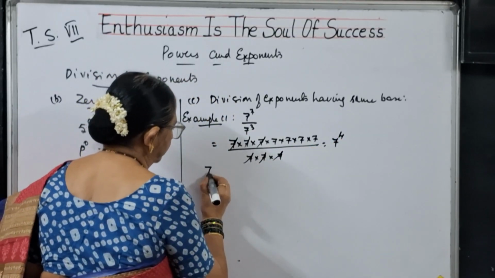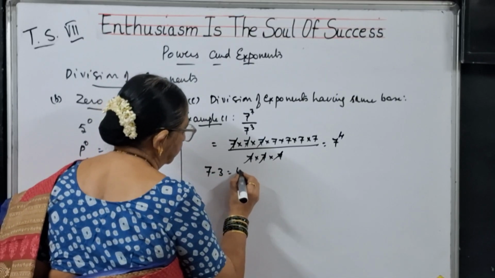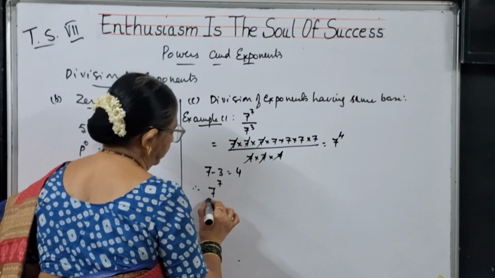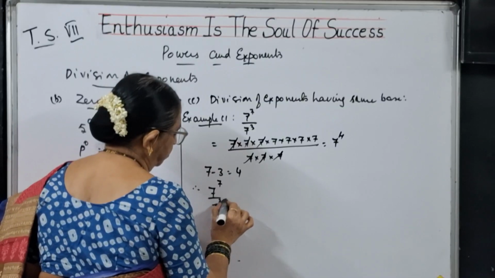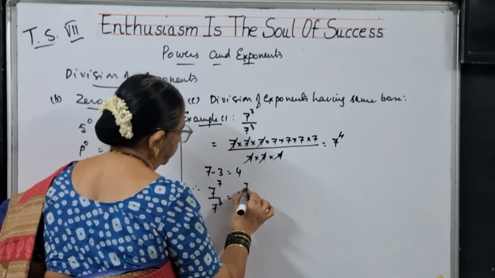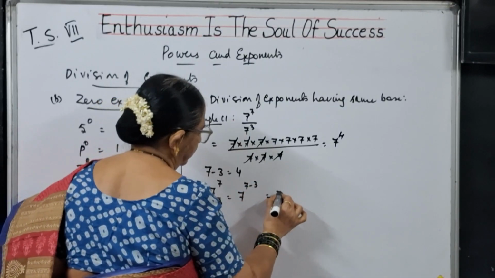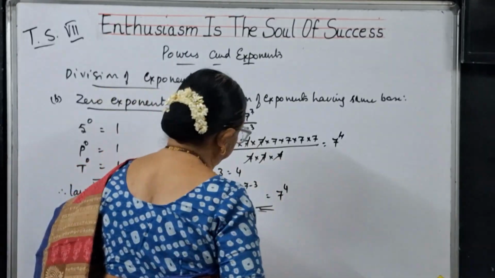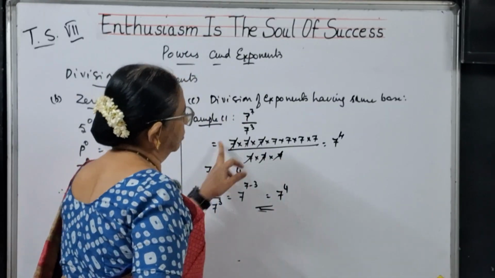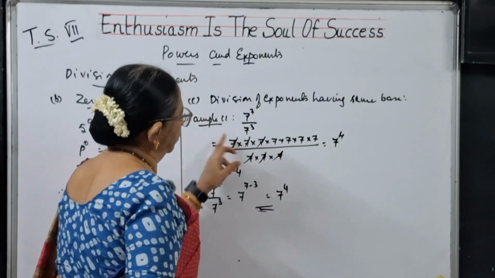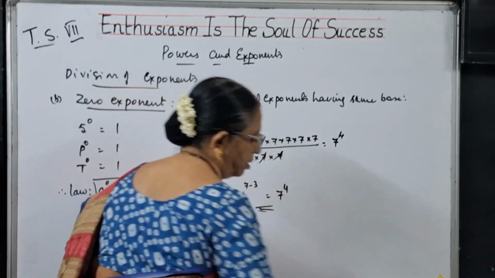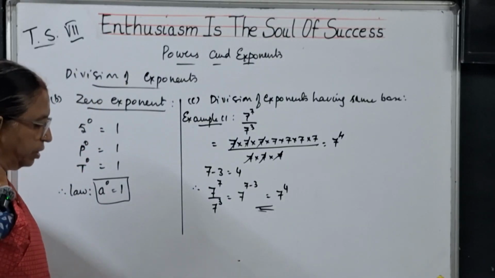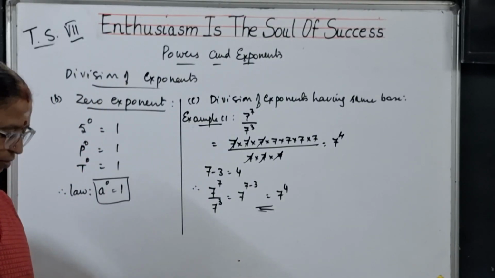See children, 7 minus 3 is 4. Therefore, 7 to the power of 7 by 7 cube is nothing but 7 to the power of 7 minus 3, that is 7 to the power of 4. You can do this sum so simply in this way instead of doing it the long way. But when we do it first, you will understand this. Please note it down. I will do the next part, example 12.